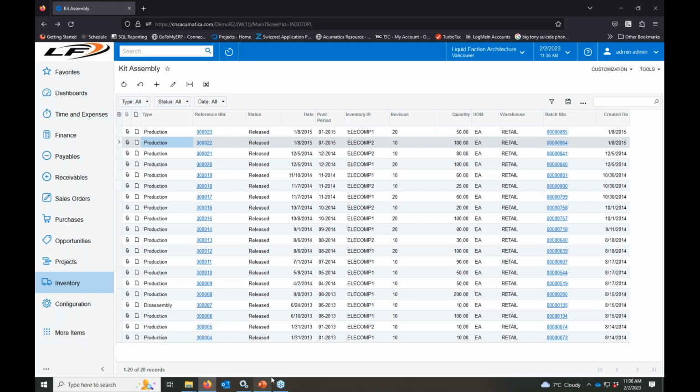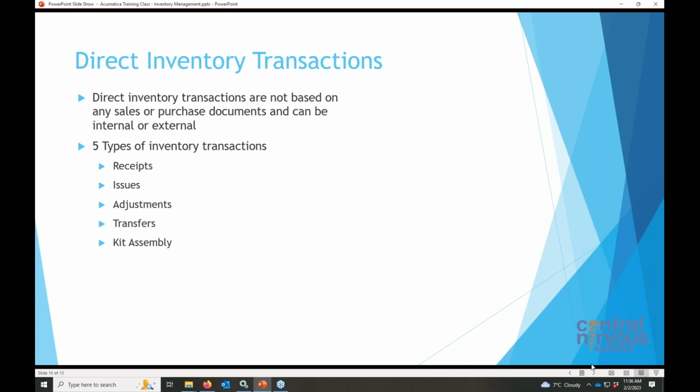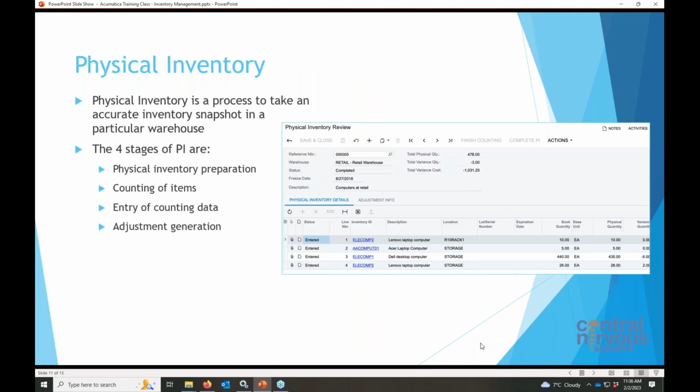All right. So take a look back at our presentation here. Next topic for inventory management is going to be physical inventory. Depending on how many times a physical inventory is done in your organization, for some companies it's a year end or once a year, others it's quarterly or biannually. But the physical inventory is a process to take an accurate inventory snapshot in a particular warehouse.